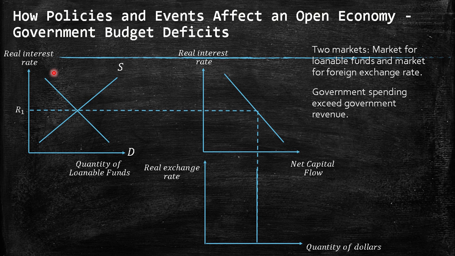Then we're going to see which curve moves. When government spending exceeds government revenue, the situation here is that we are touching the supply in the market of loanable funds, the real interest rate and the quantity of loanable funds. Why? Remember that the supply of loanable funds is savings, and savings come from private and from public. And when we have this deficit from the government, it will affect the domestic saving. So then we're going to have here a decrease of the supply.